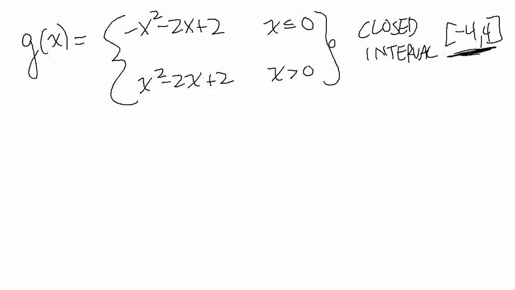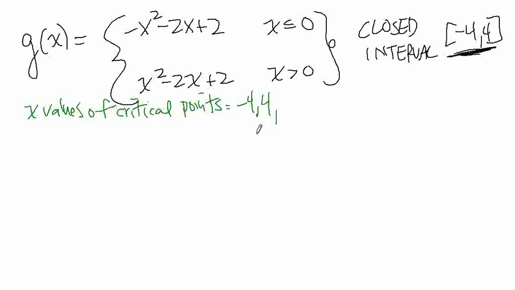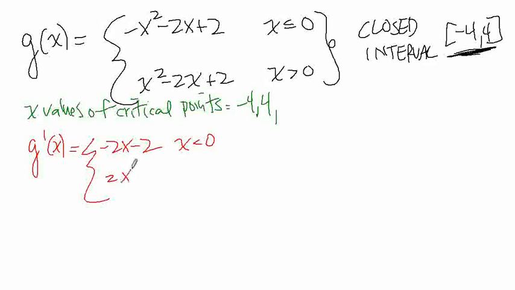So let's first find the x values of the critical points in the closed interval. The endpoints, minus 4 and 4, are the easiest to find. And for the other critical points, we're going to have to find the derivative. So g prime of x is equal to minus 2x minus 2 for x less than 0, and 2x minus 2 for x greater than 0.